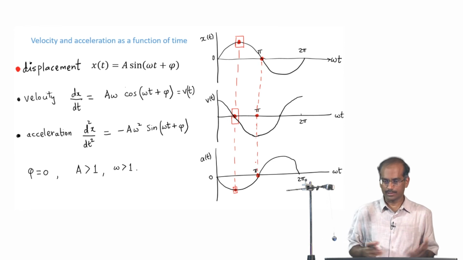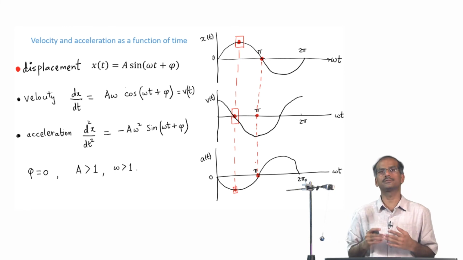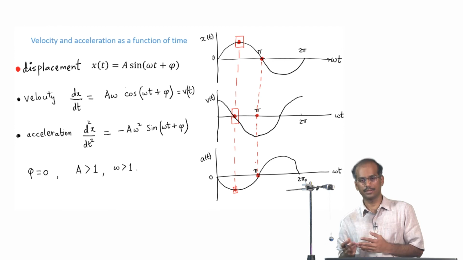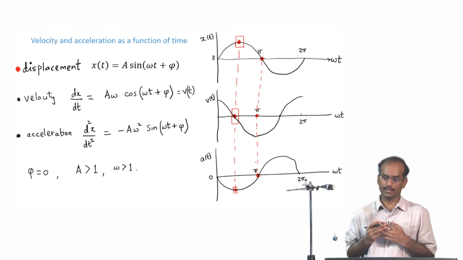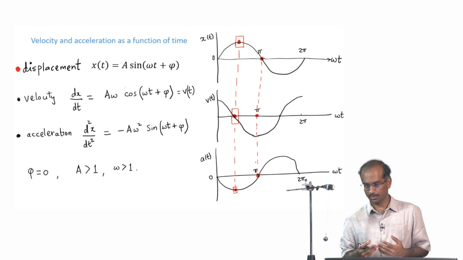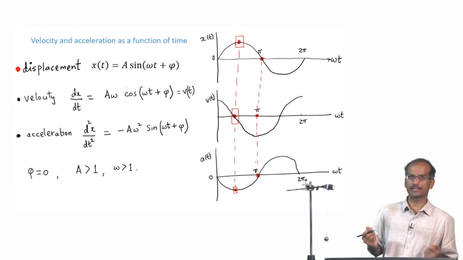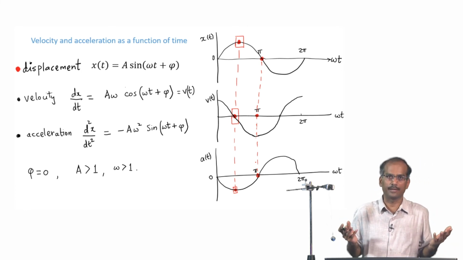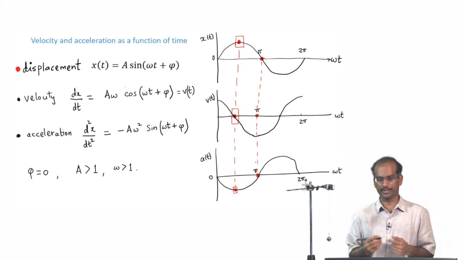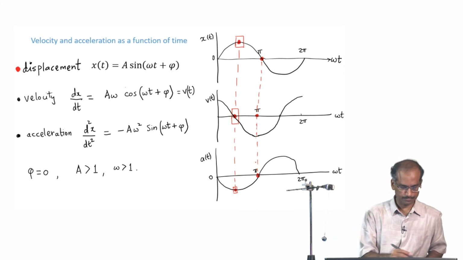So, essentially what we see is that at the positions where displacement is maxima, your velocity is 0, and at values of times when displacement is 0, velocity is maxima. And displacement and acceleration have this relation that they are proportional to one another, and there is a minus sign between them. So, we see that clearly in this sketch.